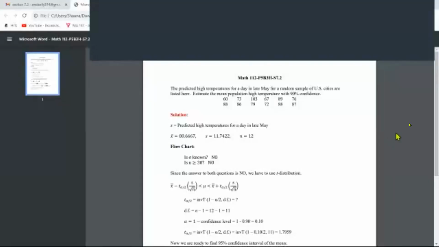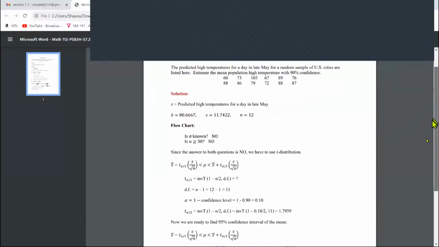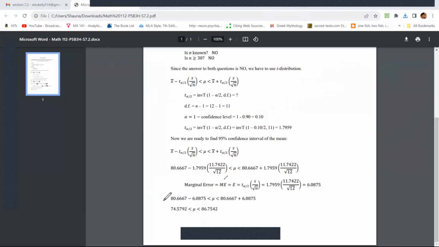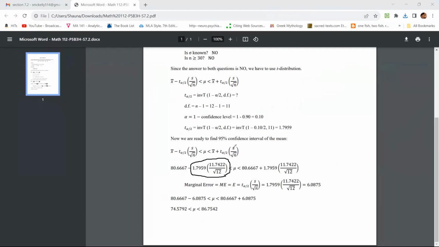So we have calculated the t, which is right here. And now here's the formula. So my suggestion is that you calculate the error as we discussed. Calculate this first. Remember, this S came from the calculator, 11.7422 divided by the square root. Be careful here also. This is another place to make an error.